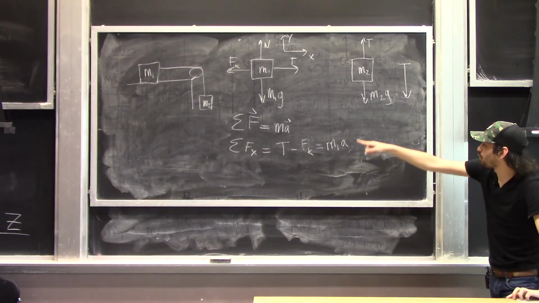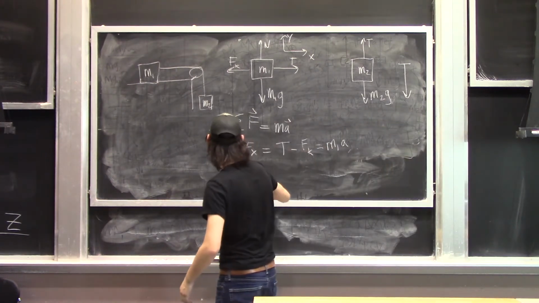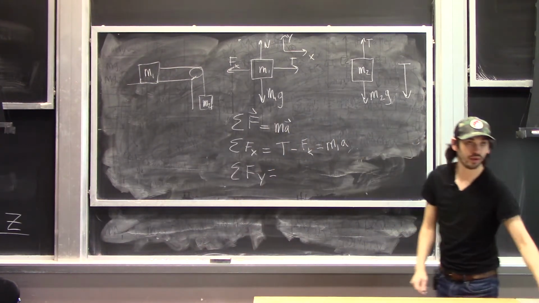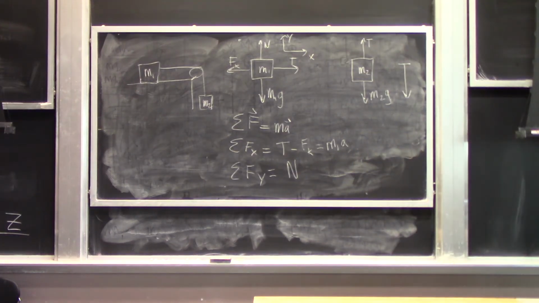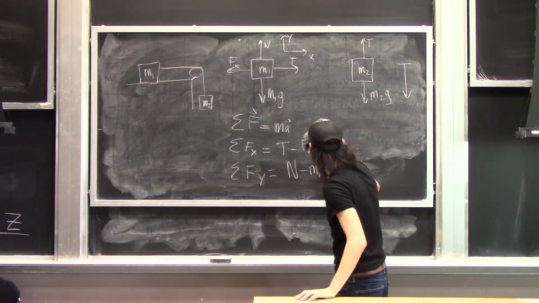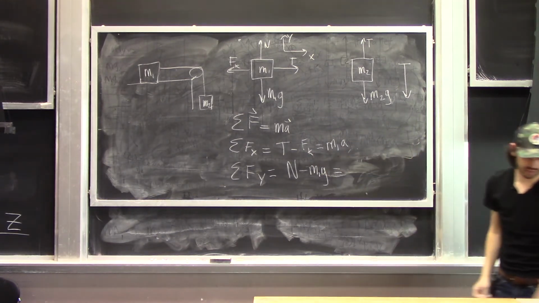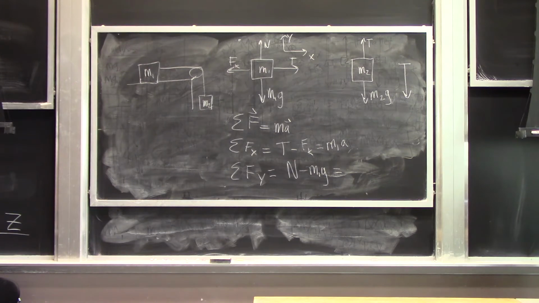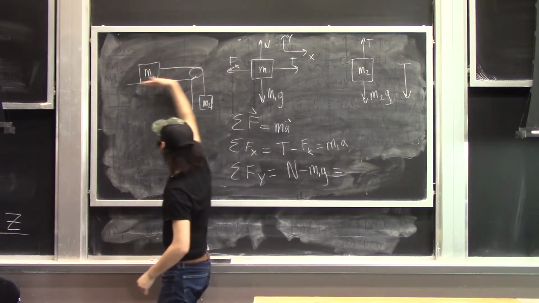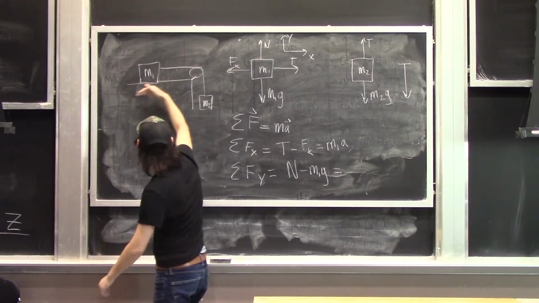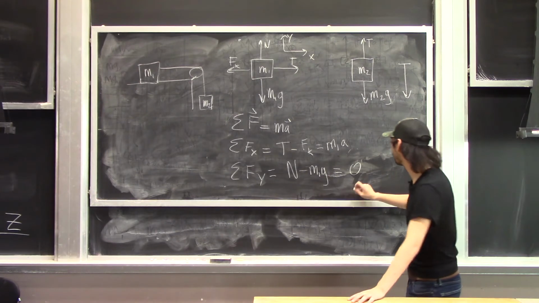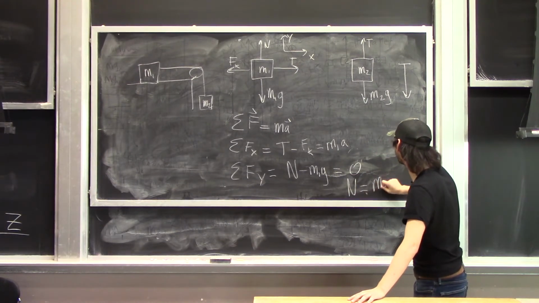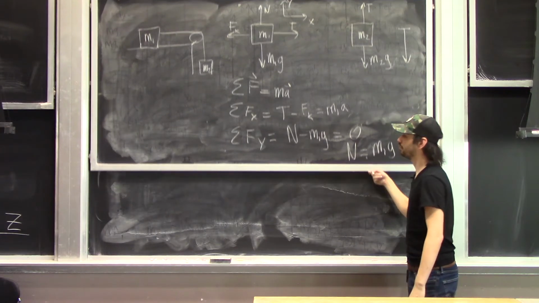Now let's sum our forces in the y direction. Sum of forces in the y direction. What do we have? Normal force. What else do we have? We have gravity, right? So this is going to be minus M1G, and this is going to be equal to the mass times the acceleration in the y direction. But because this is constrained to stay on the surface here, this is going to be equal to 0. Okay? So that actually allows us to solve for the normal force, and so the normal force is just going to be M1G.